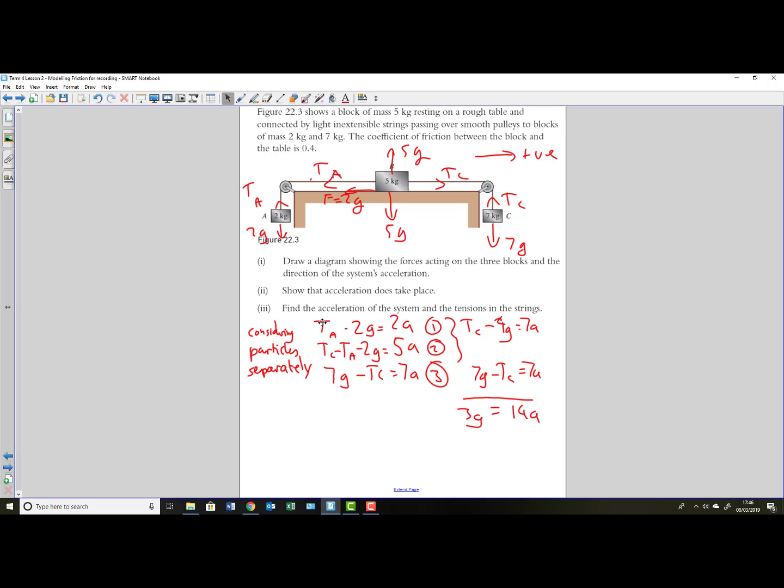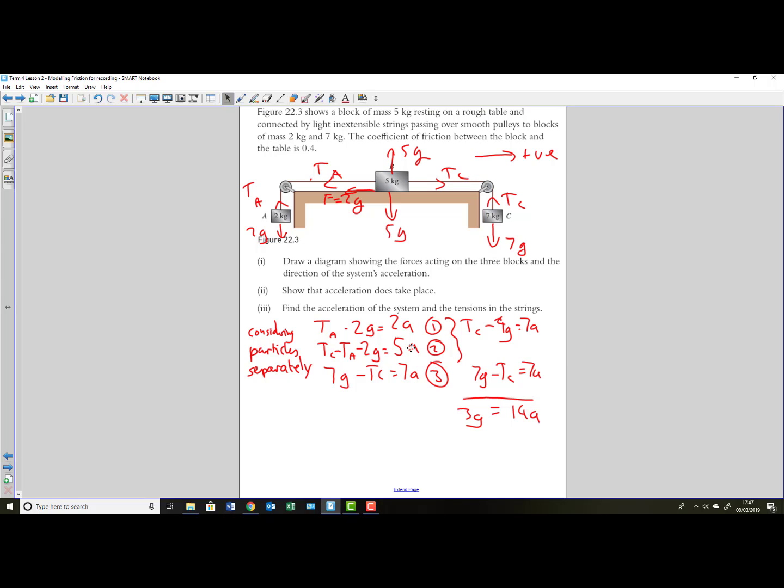And so that gives us this equation here, TA minus 2g equals 2a. Looking at the one in the middle, I've got TC, this tension here, pulling it in this direction, TA, this tension here, holding it back. I've also got a force of friction here, holding it back. So altogether, I've got TC, pulling it forward, minus TA minus 2g, minus the frictional force, equaling acceleration.